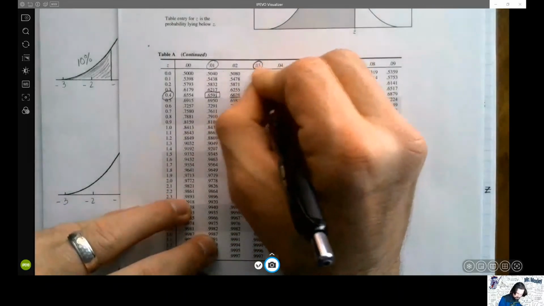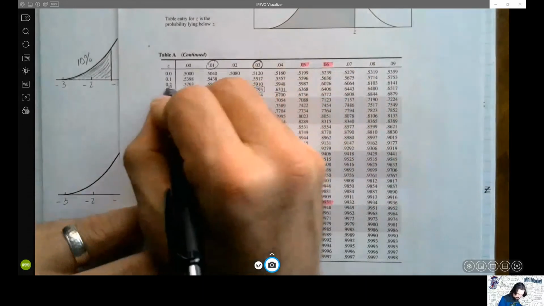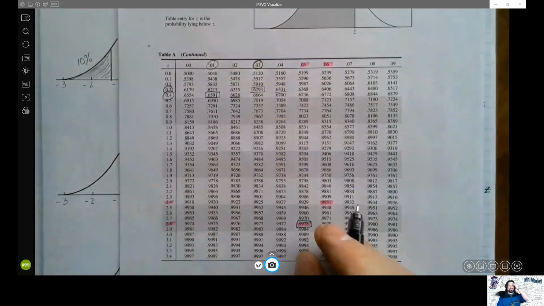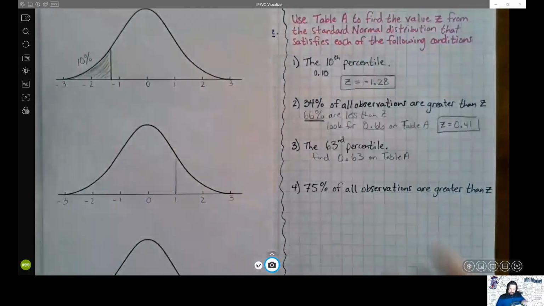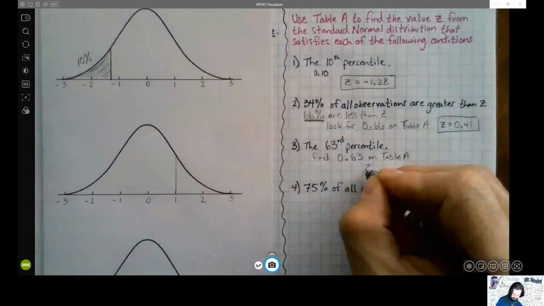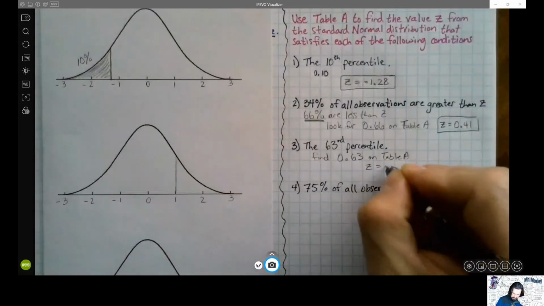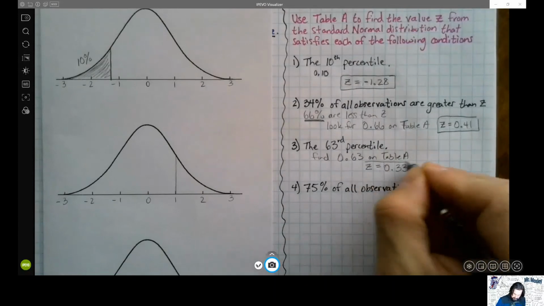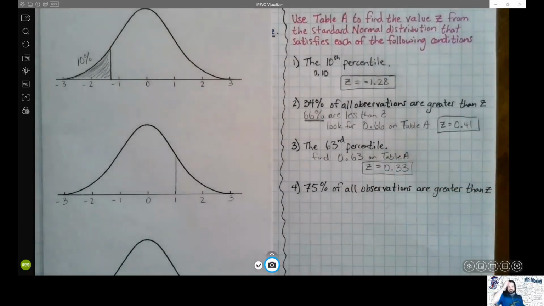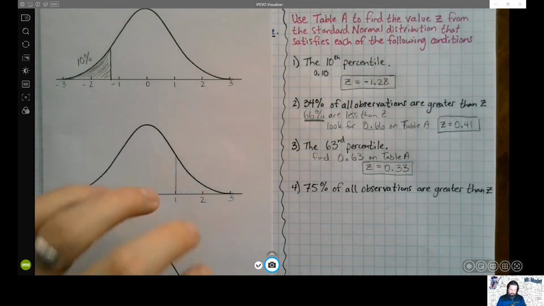That gives me 0.03, going along with 0.3, which leaves me to a score of 0.33 when I add those up. So we get a Z equal to 0.33. Right? And again, we're paying attention to whether we're doing greater than or less than. When we're given a percentile, that implies a less than proportion that we're looking for.